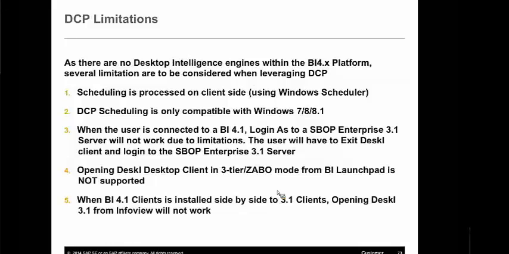So what are the limitations in this story? Basically there are no limitations except scheduling. The biggest limitation is that there are no Desktop Intelligence documents in BI 4.1 that can be shown, refreshed or scheduled. So scheduling is the main functionality that is not available, and it will use Windows Scheduler. Now Windows Scheduler version 2.0 is only available with Windows 7, Windows 8 and Windows 8.1.